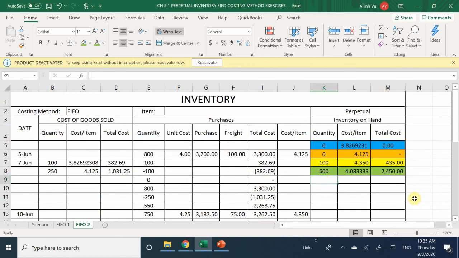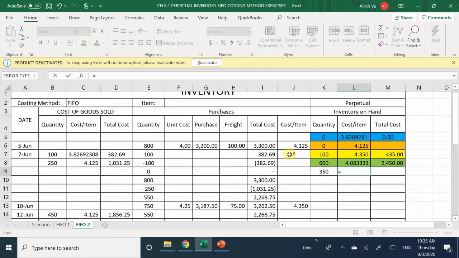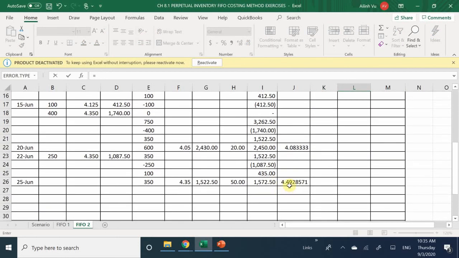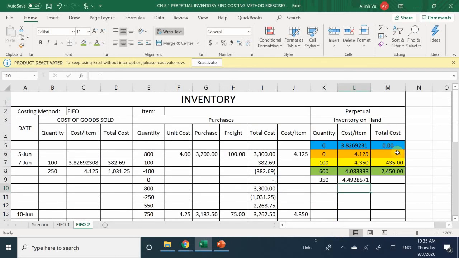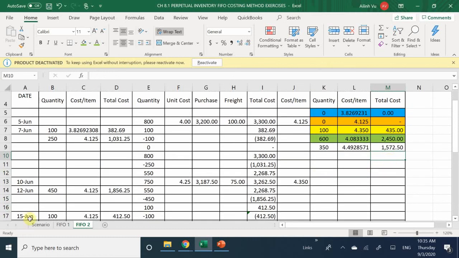So we got a new batch of 350, and the cost per item is going to be $4.49. And we're just gonna multiply across, so every time we enter a new piece of information, it calculates for us automatically. So in this case, we got 1572.50. Good. We matched. All right.